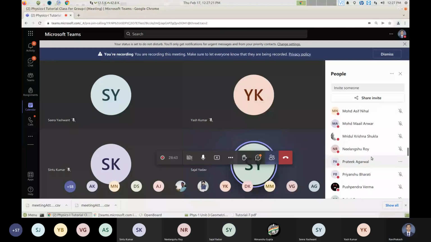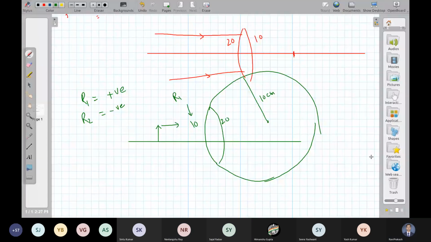Nilanshu Roy. Yes, sir. R1 is positive or negative? In this case, R1 is positive because from the periphery we are going to the center along the direction of the light ray. And why is R2 negative? Because as we measure from the periphery of the sphere to the center, we are going against the direction of the light ray from the object.